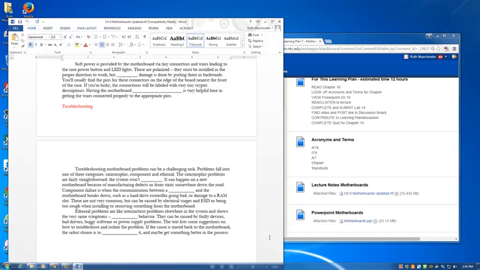If the cause of any problem is traced back to the motherboard, the safest choice is to replace it and maybe get something better in the process. This concludes the presentation on motherboards.